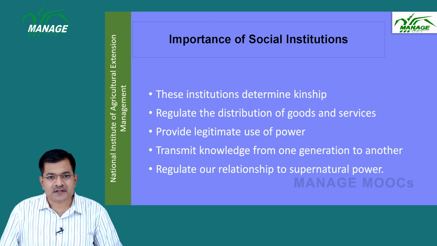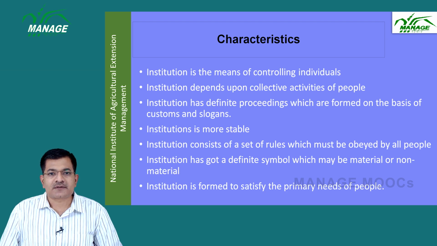The social institutions also regulate our relationship to the supernatural power. Sometimes, in village life, the religious practice leading to mental peace, they have evolved a system of presuming that there is something supernatural that controls the things beyond human efforts. Coming to the characteristics of the social institutions, an institution is the means of controlling individuals.